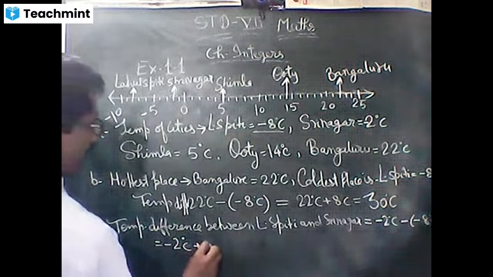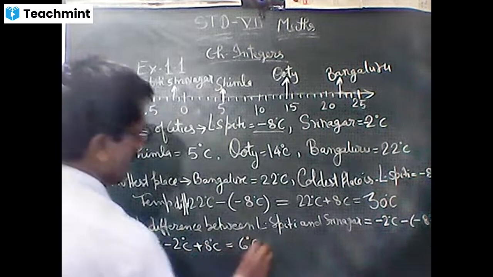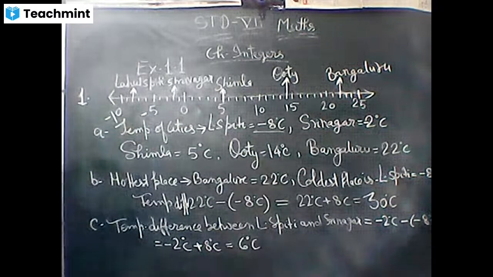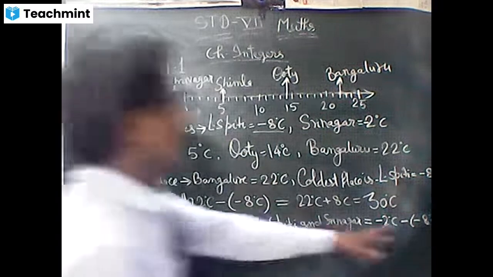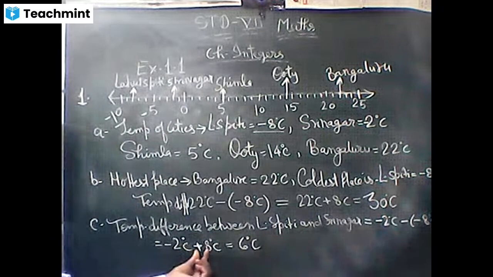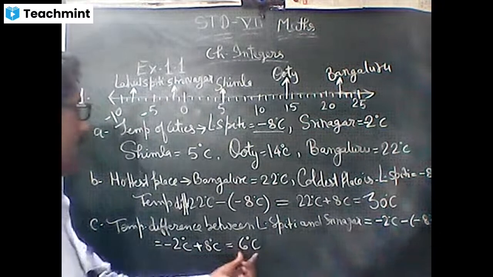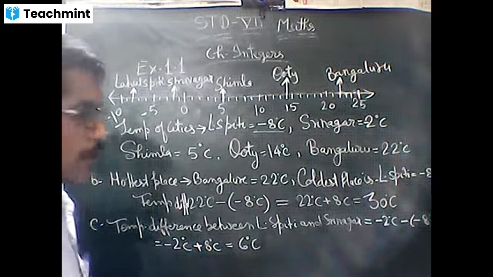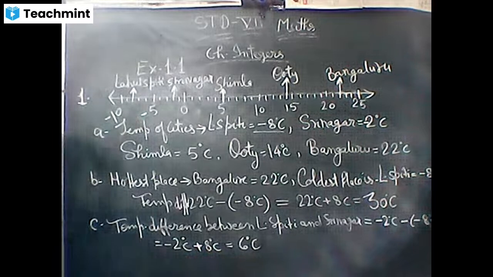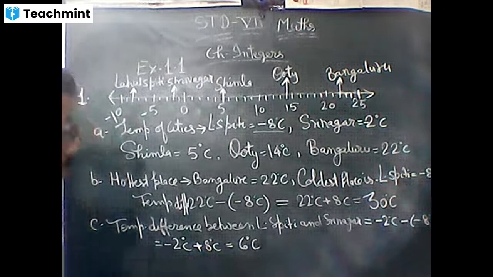And this also creates the mathematical calculation, and we find out the temperature difference is 6 degree centigrade. By opening the bracket, we get minus and minus becomes plus. So -2 and +8 are subtracted, taking the sign of the greater number, 8. So the difference is 6 degree centigrade according to our problem.